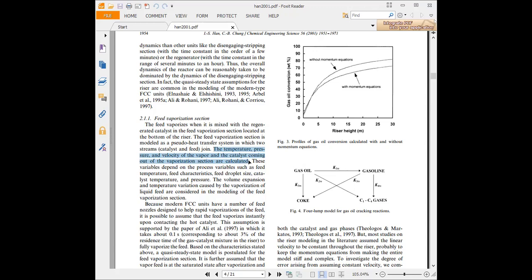Okay, and they mention that you have to give support for whatever you have mentioned in your research article. So the authors have mentioned, whatever assumption they have, like the feed vaporizes instantly upon contacting the hot catalyst. So this is one of the assumptions. Okay, this is one of the assumptions, right? So within 0.1 seconds, it has been worked, right?